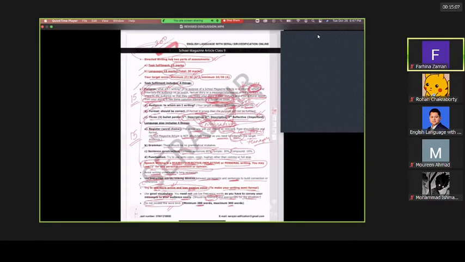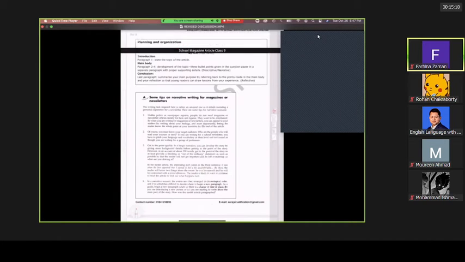Now let's go to another page. On this page we are going to talk a little bit about the techniques, the technical aspects of a school magazine article. Let's see. Okay, here we are: planning and organization. Let's see, my dear students, how to plan a school magazine article.